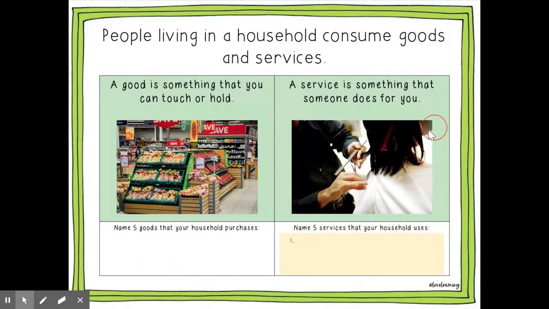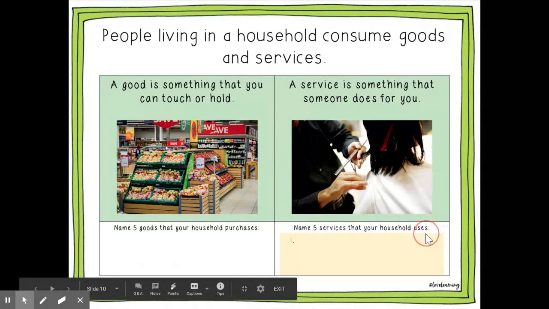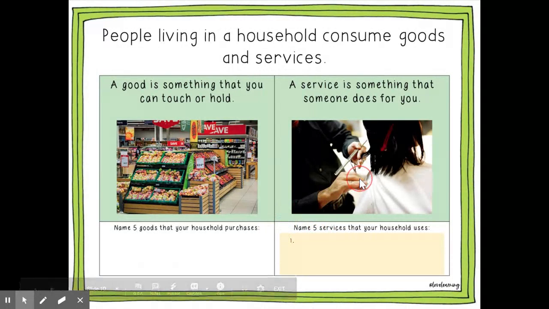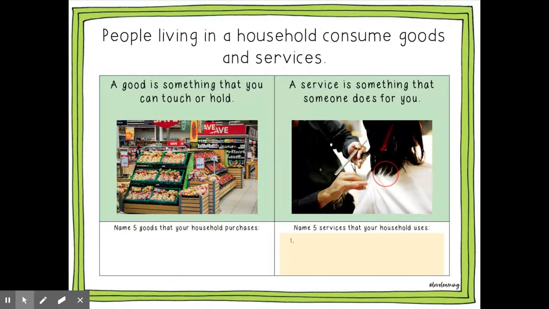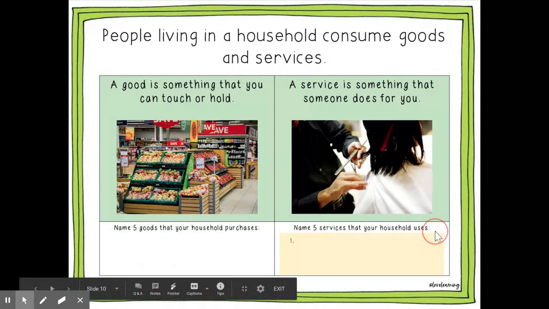Next, we come to services. A service is something that someone does for you. So name 5 services that your household uses. For example, if you go to the hairdresser, so my services list would look something like the hairdresser, dentist, optometrist, pediatrician, obstetrician, and doctor. So, what would your household services list look like?